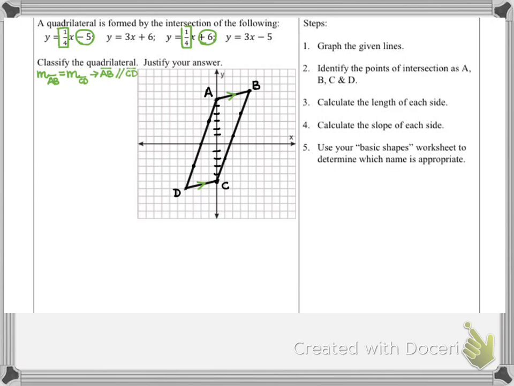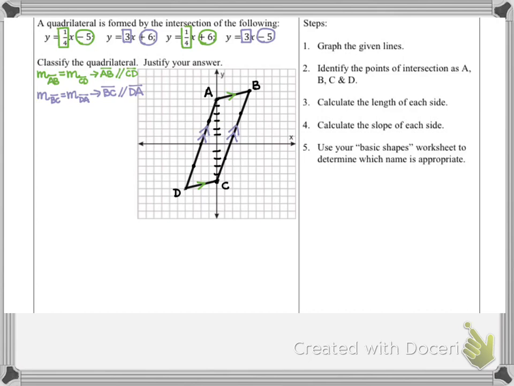All right. I think I've got some more parallel business going on up here. So let's take a little bit further look. So I see a slope of 3, and I see another slope of 3. Now, I know they're not the exact same line because their y-intercepts are different. All right, so that means the other two lines are parallel to each other. So I've got the slope of BC is equal to the slope of DA. So that tells me that BC is parallel to DA.